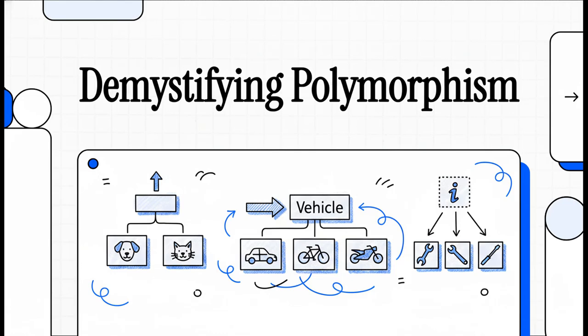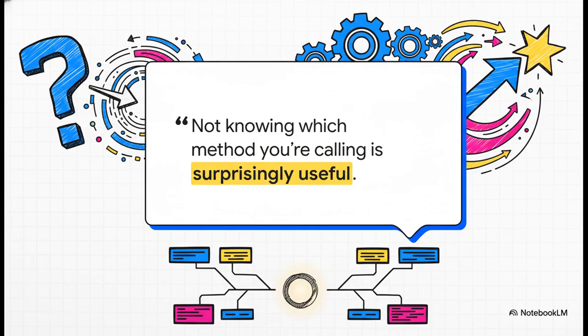Today, we're going to tackle one of the most powerful concepts in programming, polymorphism. It's a core idea that really separates the good code from the great code. But here's the weird thing. It's built on a strange, almost backward idea. Let's dive in.